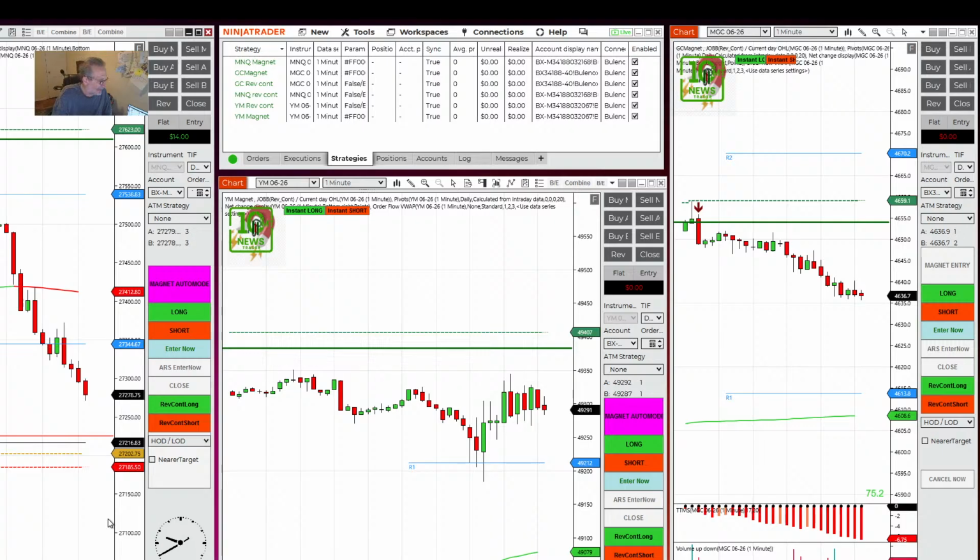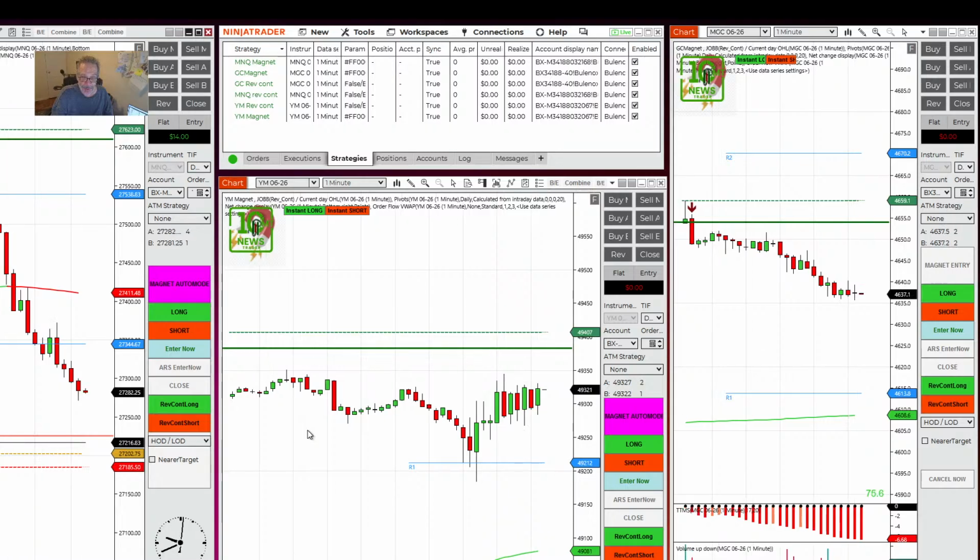We're not going to know until 9:45 what the news really is on Chicago PMI. However, if gold pops up and the NQ pops down, then you could assume Chicago PMI is bad news. It's not really responding.